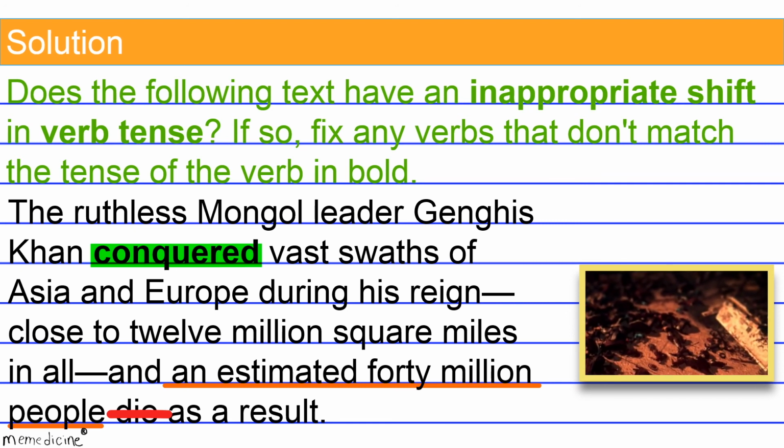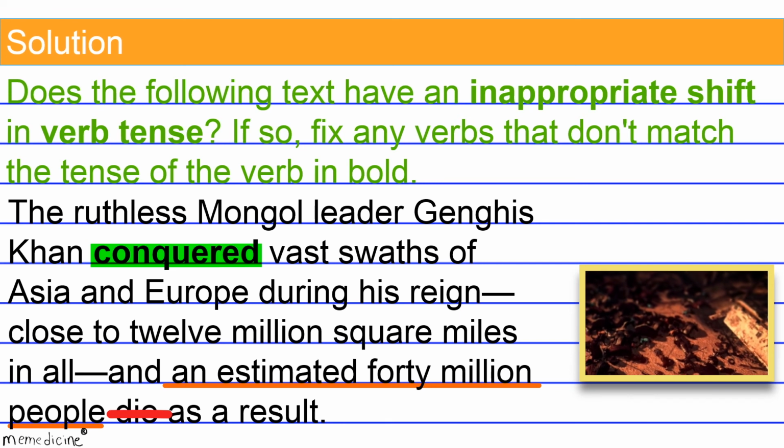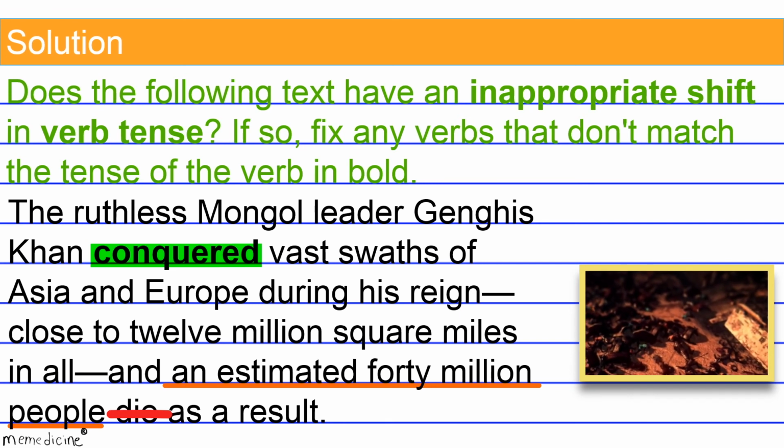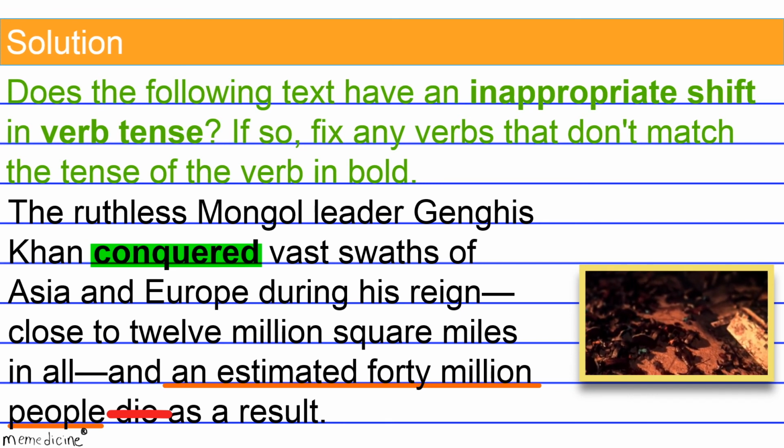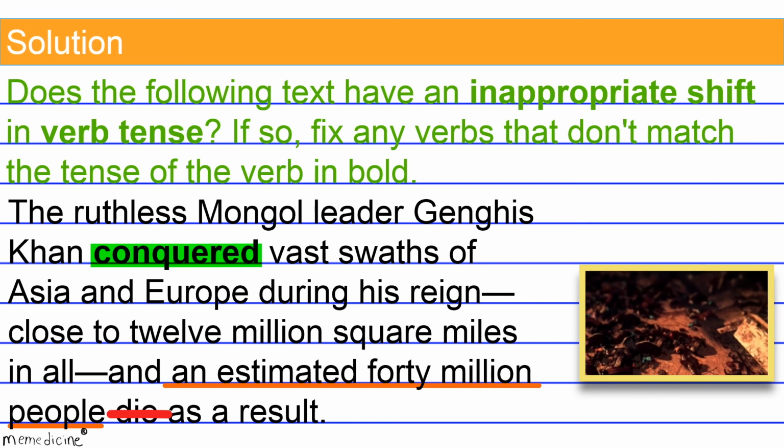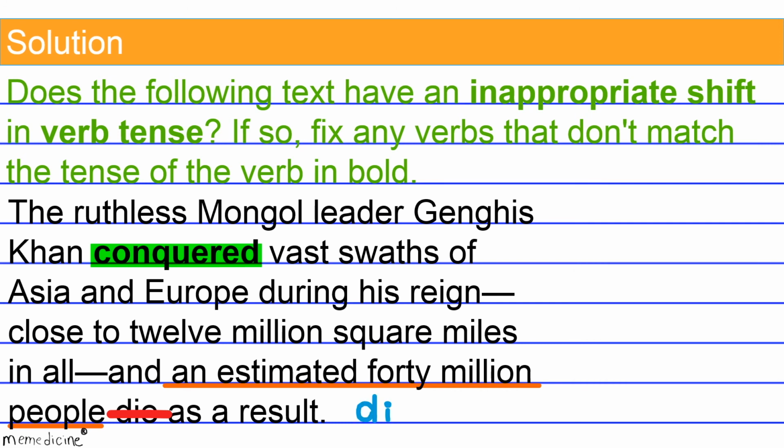Change die to its simple, plural, third person past tense verb form to restore consistency. Here you have it. We change die to died. It's simple, plural, third person past tense verb form. We have restored consistency, and this verb form is now correct.